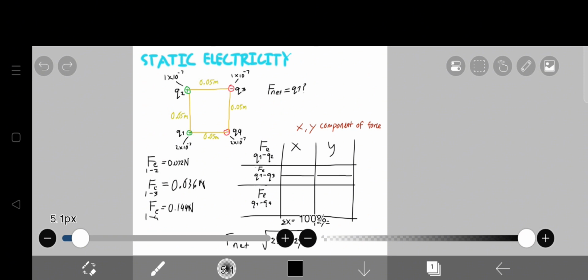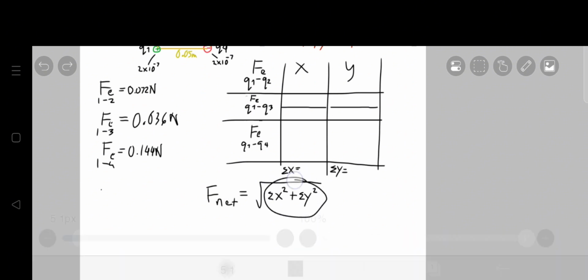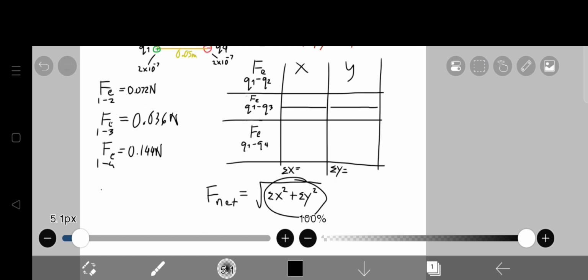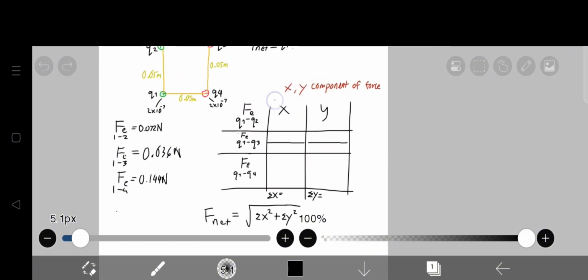Okay, so now that we have the assigned values for F's, pwede na natin mahanap yung net force in Q1. So the formula for net force is the square root of the summation of x squared plus the summation of y squared. So tong x and y na to, these are the x and y component of the forces. Kaya before finding the net force on Q1, hanapin muna natin yung x and y component of force between Q1, Q2, Q1, Q3, and Q1, Q4.